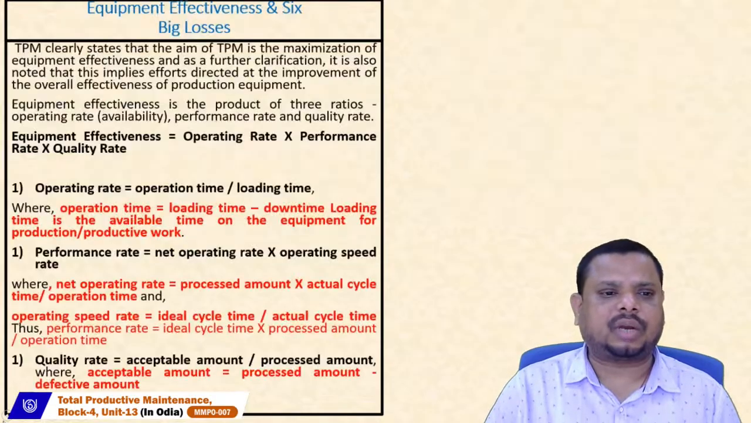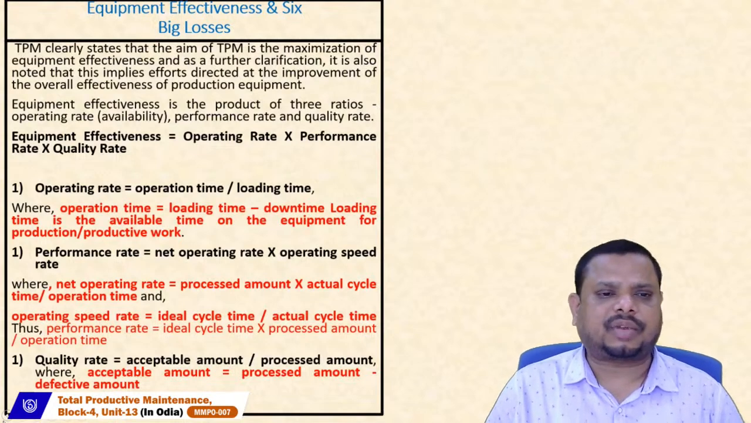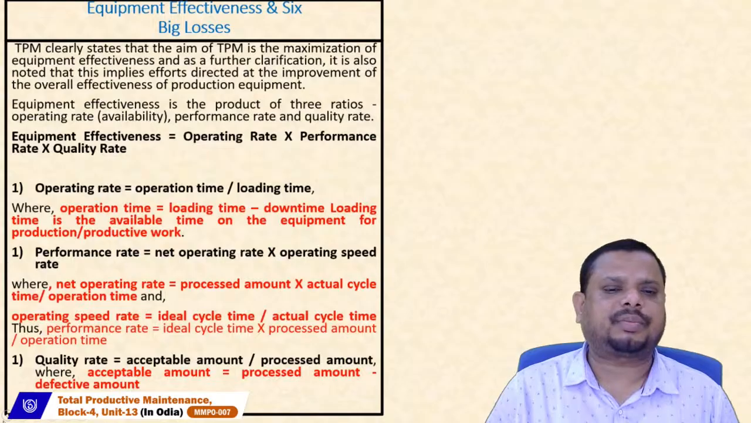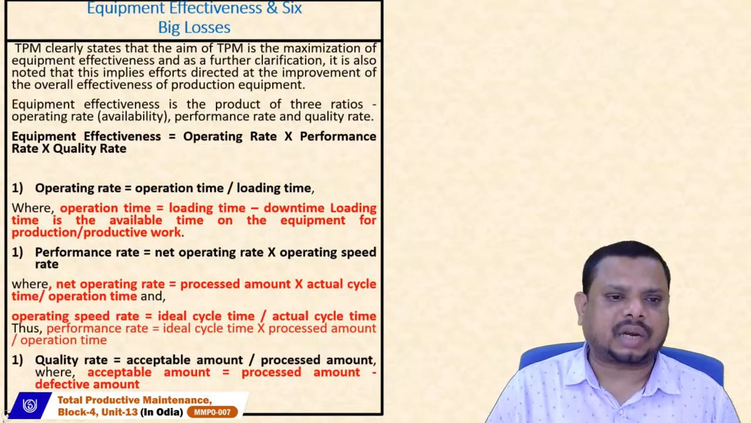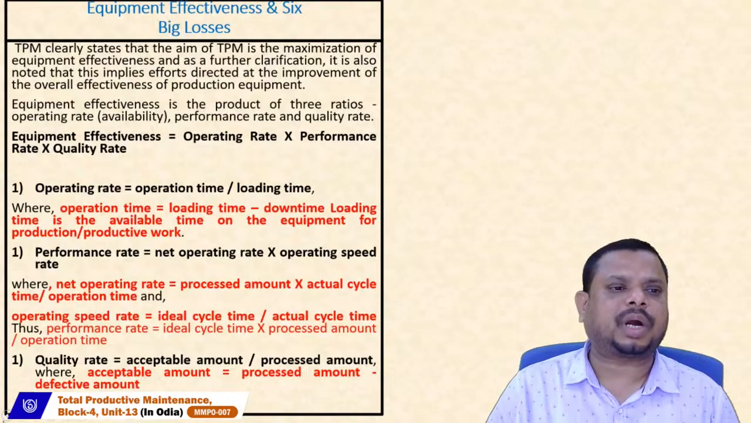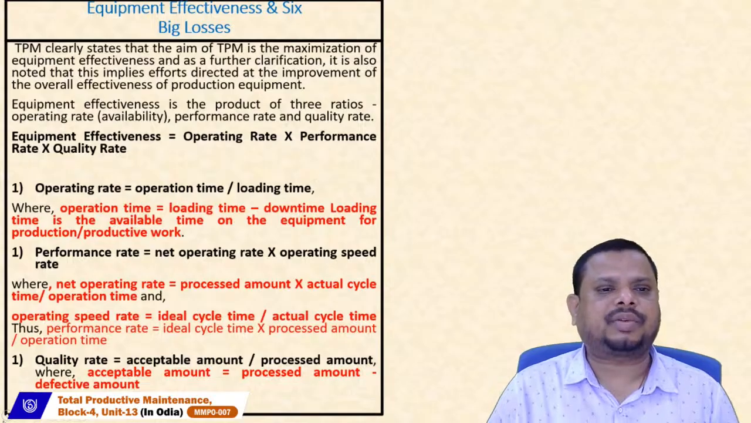Moving to the next one. The next one we have is equipment effectiveness and the 6 big losses with reference to total productive maintenance. So let's understand what equipment effectiveness is and how it is calculated. The first important part is that TPM is simply clarified or stated with the aim of TPM, that is to maximize equipment effectiveness, and further clarification is that it implies the effort directed at the improvement of the overall efficiency of the production equipment.